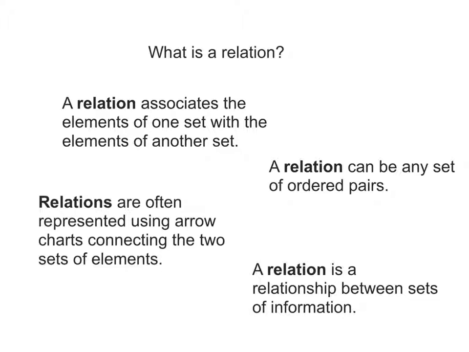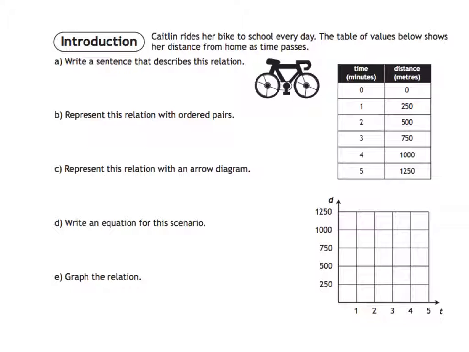We're going to look at different ways to represent a relation, and it's all going to be related to this one scenario. This particular relation is the one that we're going to look at. It's a relationship, as Caitlin rides her bike to school, between the amount of time that has passed and the distance that she has traveled. Caitlin rides her bike to school every day. The table of values below shows her distance from home as time passes.